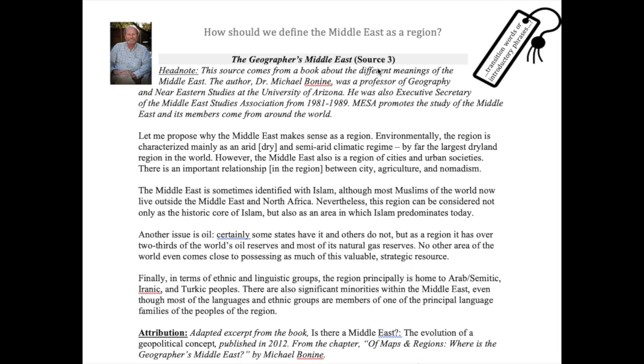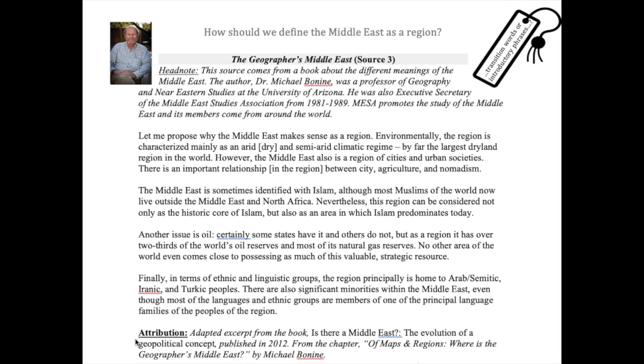Let's read source 3 for the Middle East investigation. It's titled The Geographer's Middle East. But first, let's look at the central question to remind ourselves what our purpose is for reading this source. How should we define the Middle East as a region?